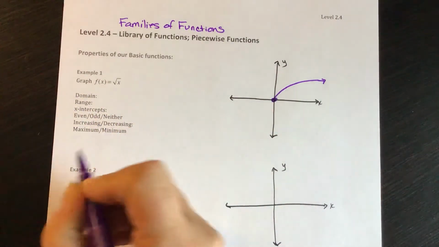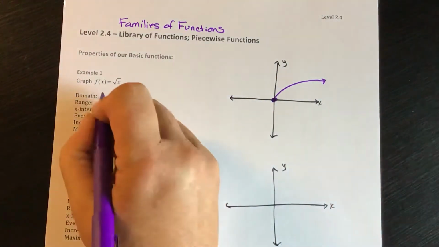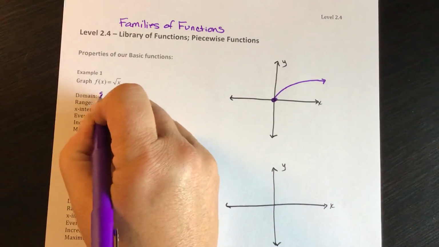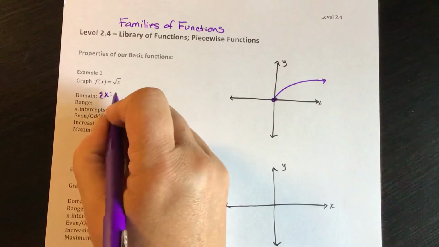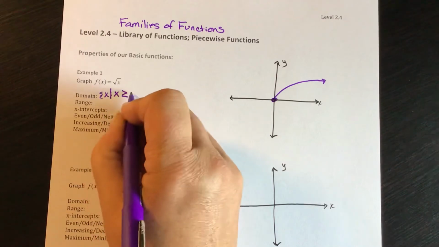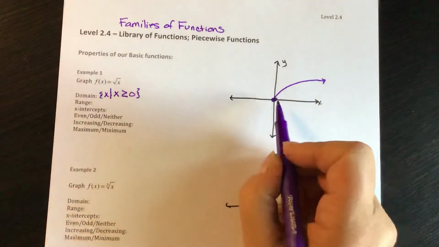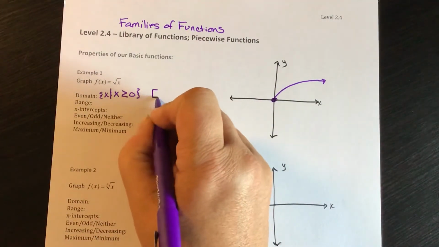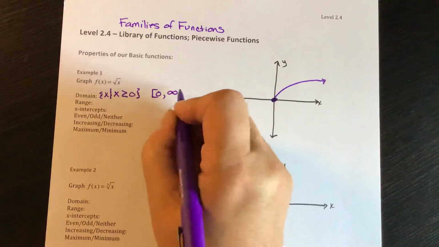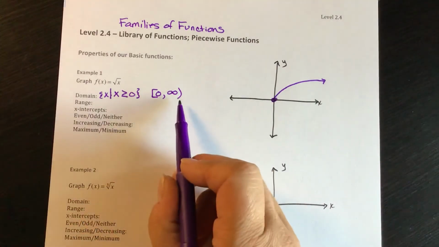So the first one is our domain, and we just talked about that. We don't have any x values that are less than 0. So for our domain, our x values are all values such that x is greater than or equal to 0. All right, so this would be a good notation. We can also write this in interval notation where we start at 0 and we include 0 and we go to infinity. And infinity never ends, so it's not a closed set, so we use a parenthesis there.